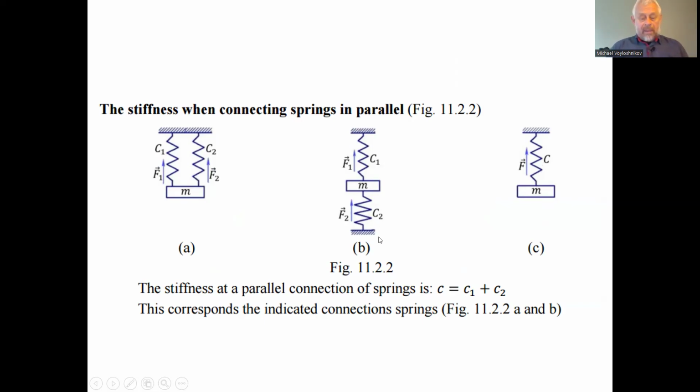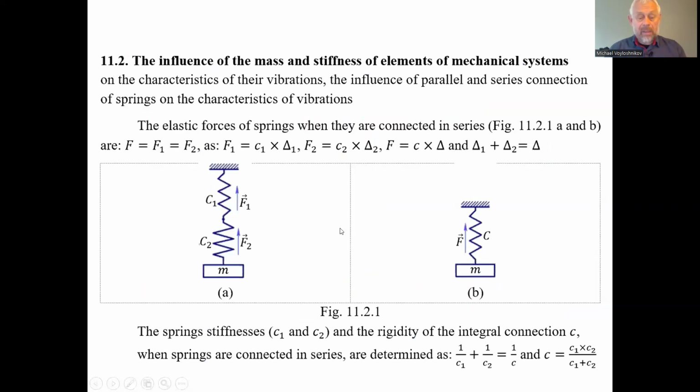And let's consider the suspension as shown on figure 11.2.2b. This looks like a connection of springs in series, but the important difference is that both springs are connected to the support, because in the example we considered before on figure 11.2.1, we have two springs in series, the second connected to the first one and the first one to the support.